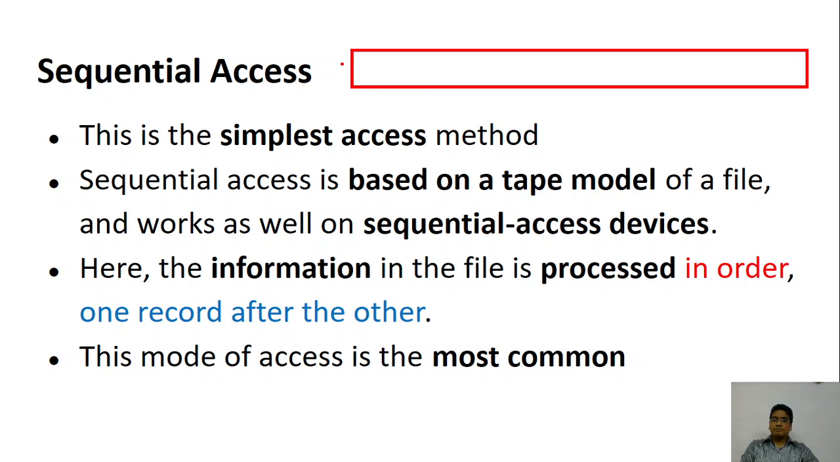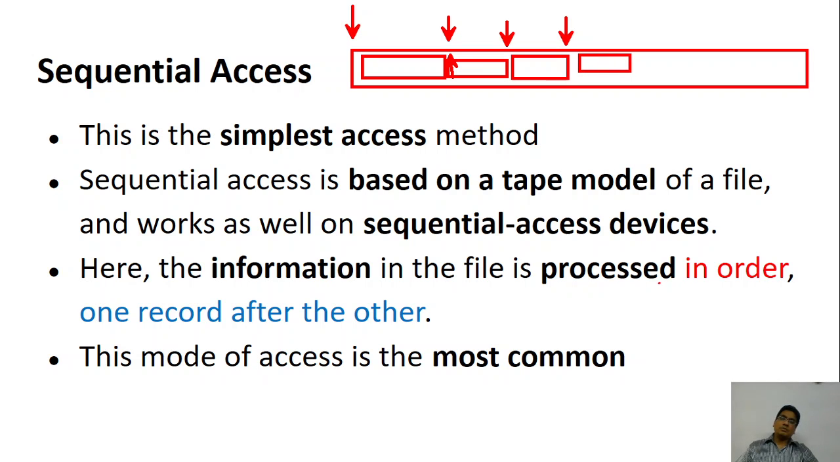So you have a file continuously, and you have the file access reader. You can read one thing at a time. So you read this one, then go to the next one, then the next one, then the next one. So you have to do it in order.